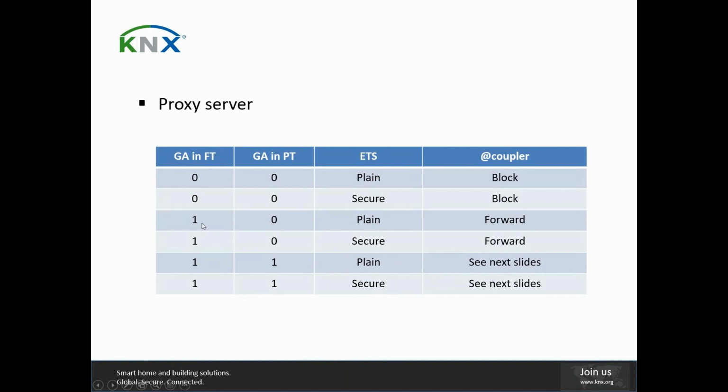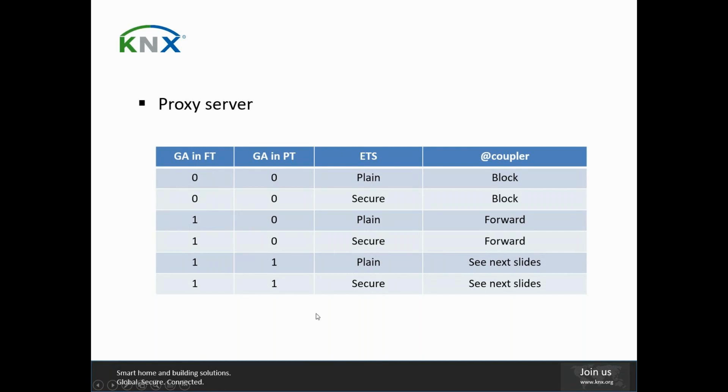So in the other cases, what we need to distinguish in the table here is where the group address of the received telegram is in the filter table, but not in the proxy table. Well, in that case, whether it's plain or secure, it doesn't matter. The telegram shall be forwarded. So that is the second rule.